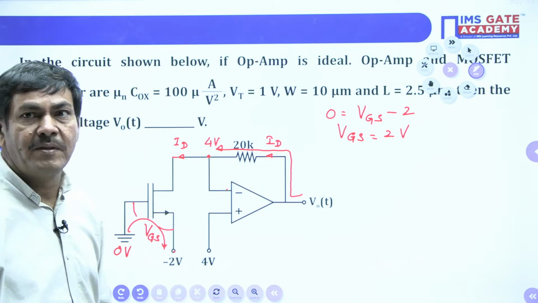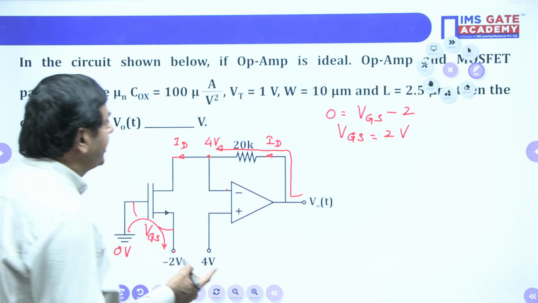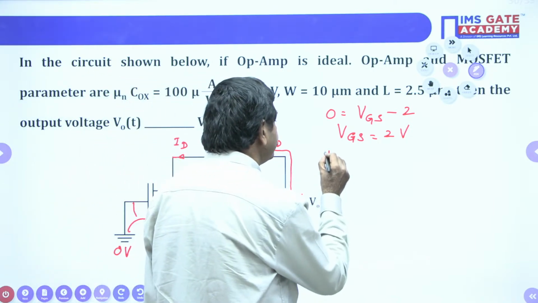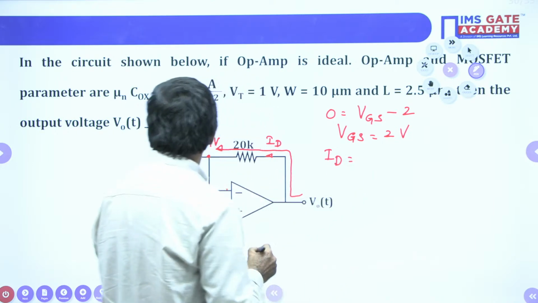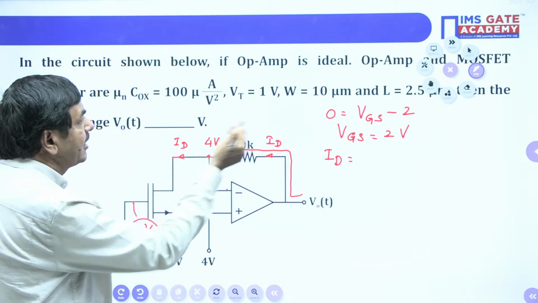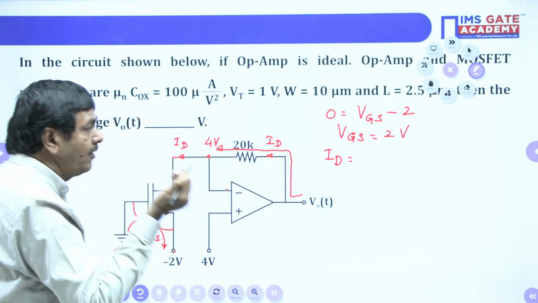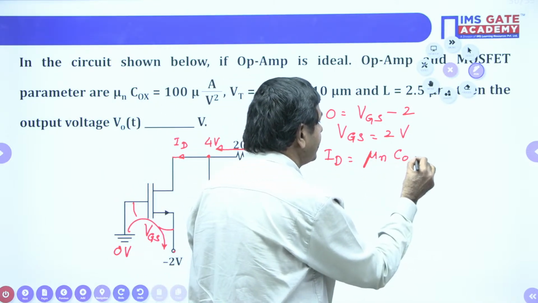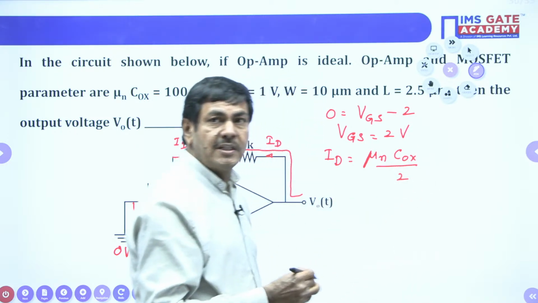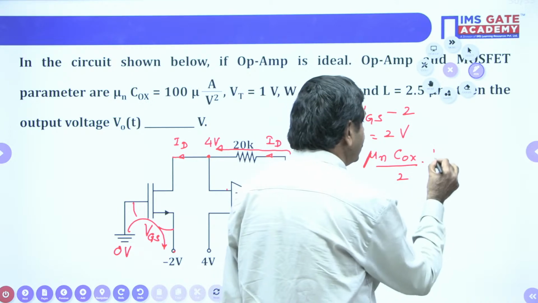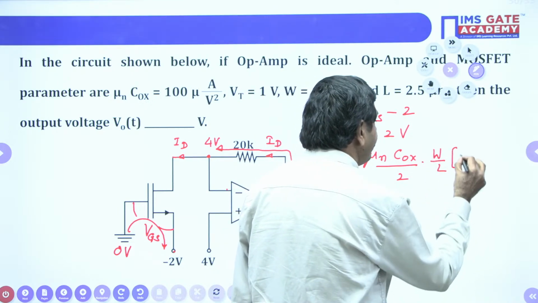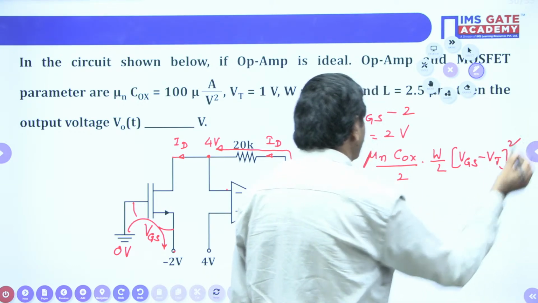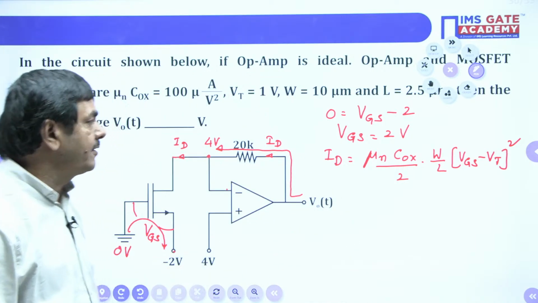That is the VGS value. Once you got the VGS, you can determine what value? The ID value. How can I find ID? In the problem it is given: mu n COX is given, W is given, and L is also given. We know the formula. Drain current equals mu n COX divided by 2 into W by L into VGS minus VT, whole square. By using this formula only, we can determine the drain current.